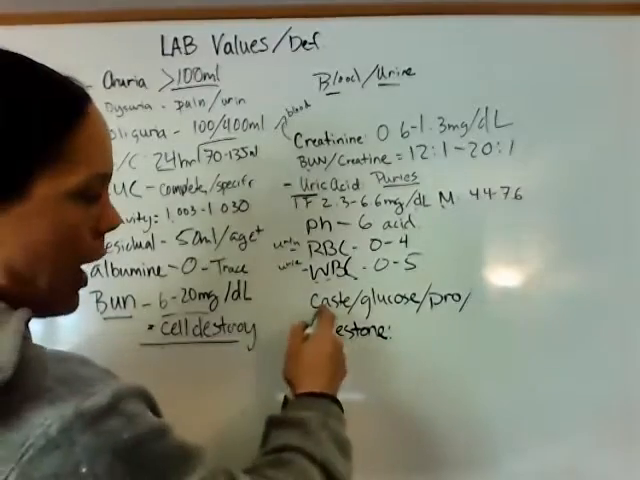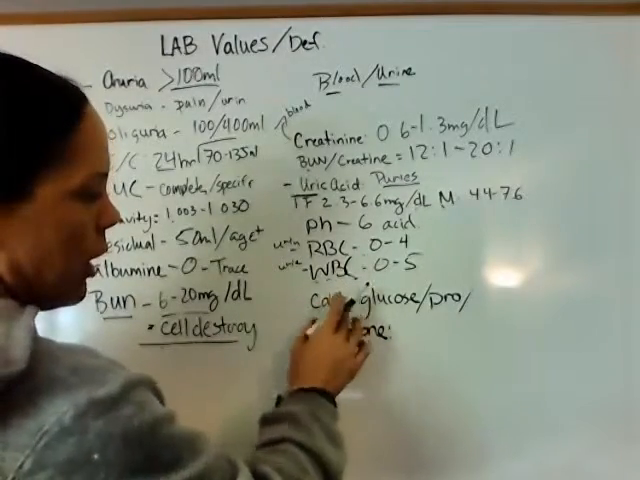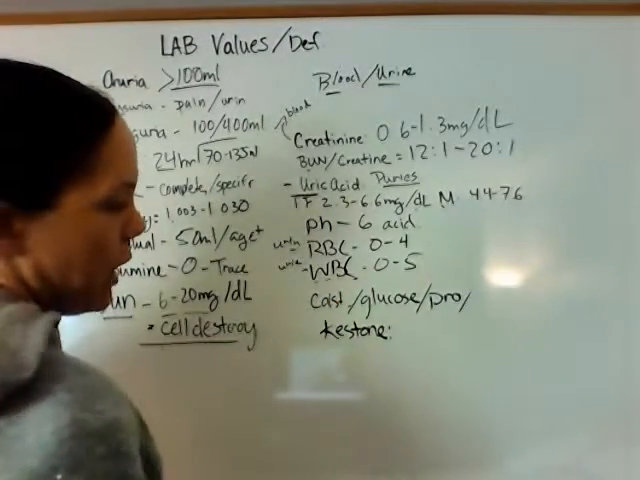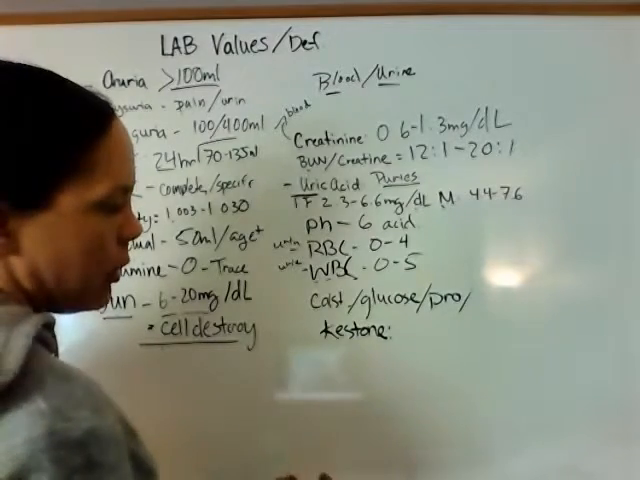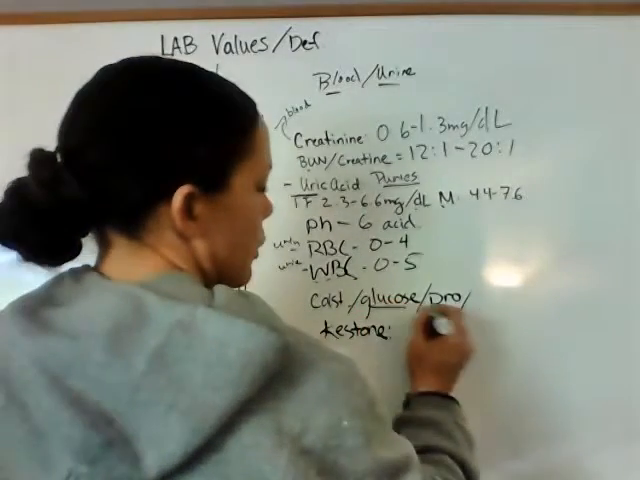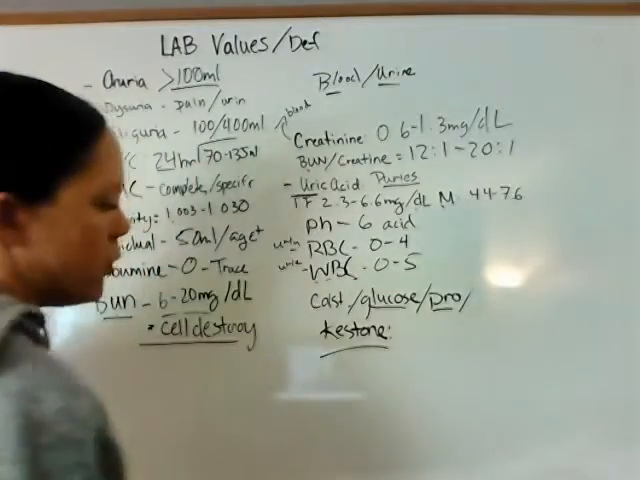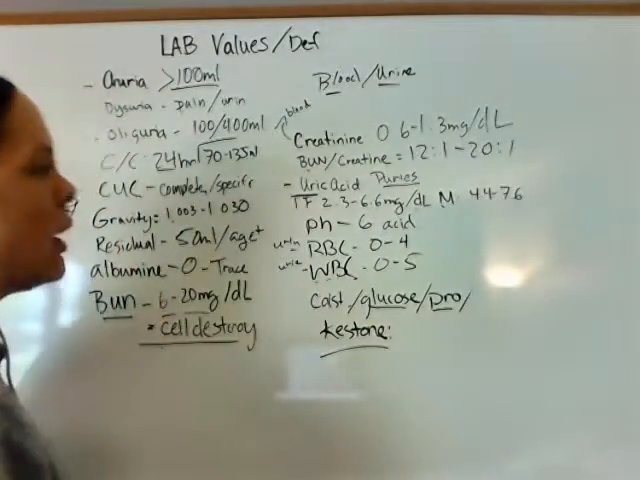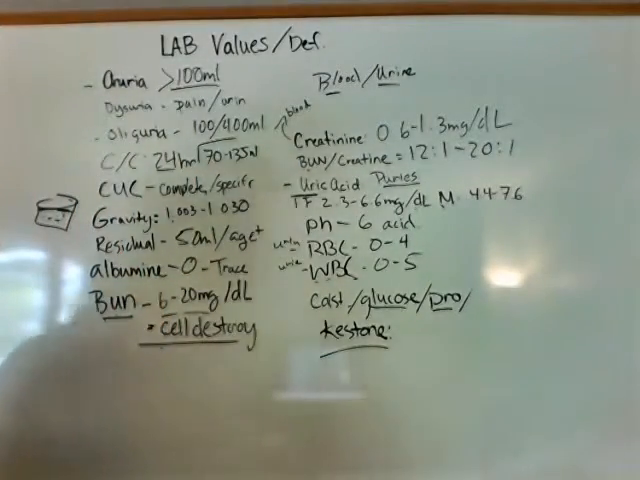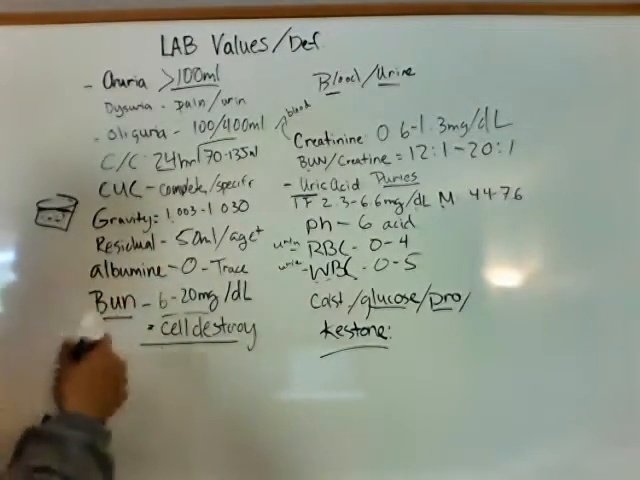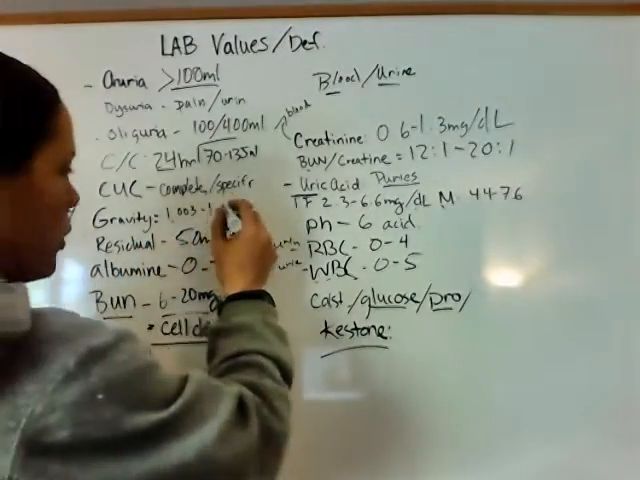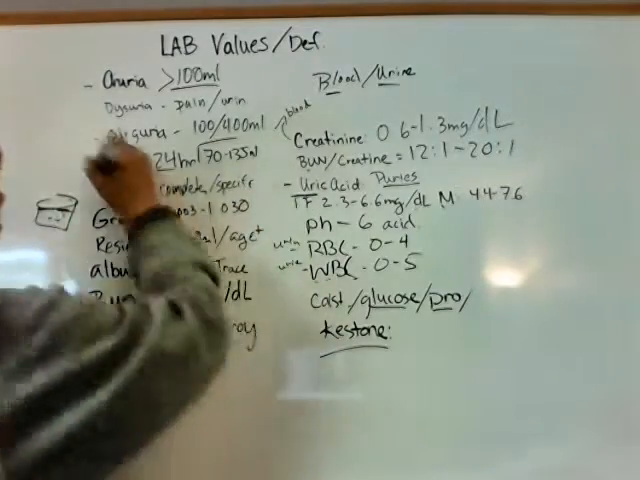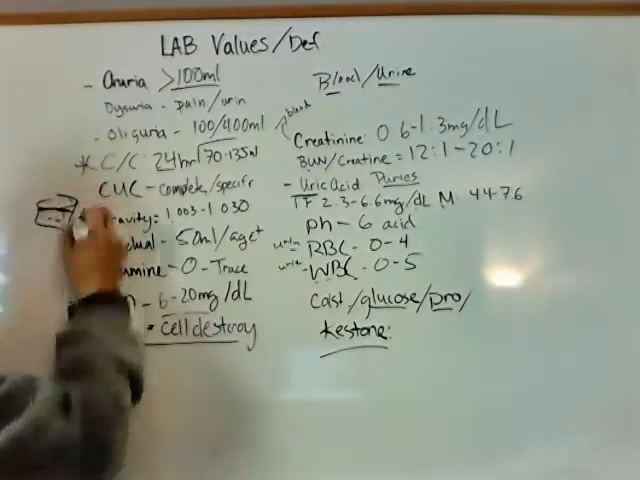You should have no casts inside of your urine, and those are basically coming from the upper urinary tracts. You shouldn't have glucose, you shouldn't have protein, you shouldn't have ketone, which is breakdown of fats. But so creatinine clearance, again, that's a comparison. Your specific gravity is 1.003 to 1.030.